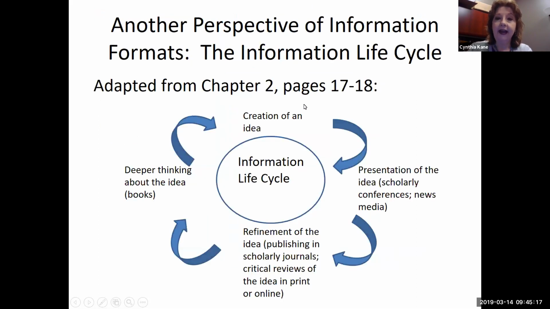So the information life cycle is covered in chapter 2 of our textbook on pages 17 and 18, in which an idea is created. It's presented perhaps through scholarly conferences or again through the dissemination of news or other media. The idea might be refined by publishing in scholarly journals or critical reviews of the idea. And finally, deeper thinking, again, theoretical perspectives about an idea would finally appear in books.